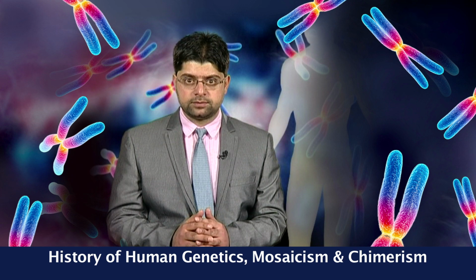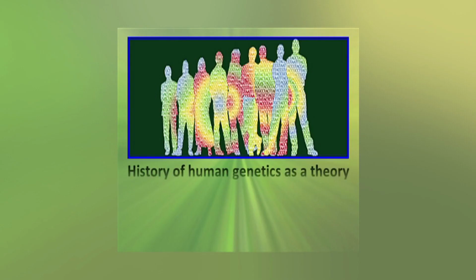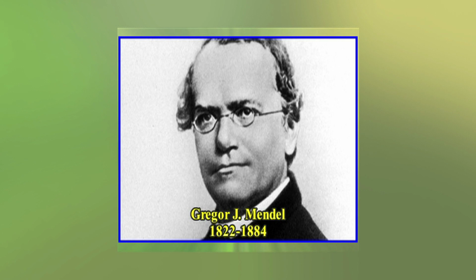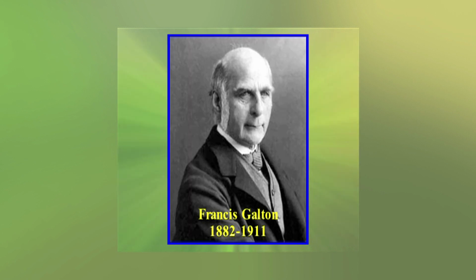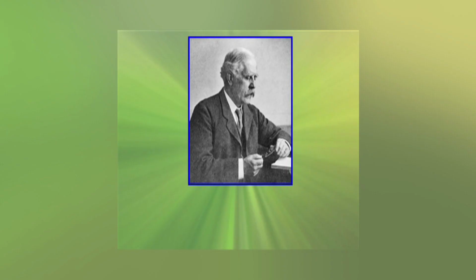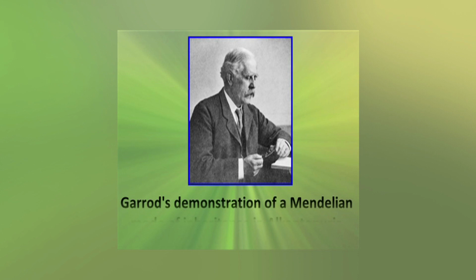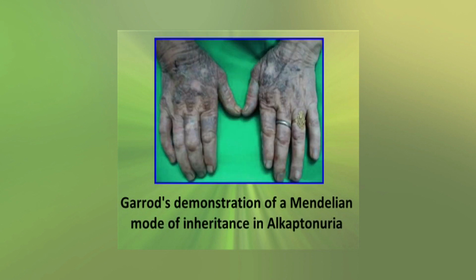The history of human genetics as a theory-based science began in 1865, when Mendel published his experiments on plant hybrids and Galton studied hereditary talent and character. A very important step in the development of human genetics and its application to medicine came with Garrod's demonstration of a Mendelian mode of inheritance in alkaptonuria and other inborn errors of metabolism.